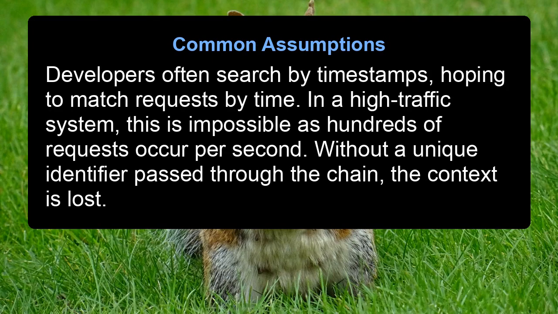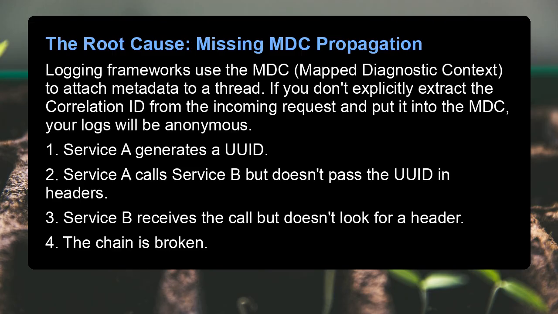Common assumptions. Developers often search by timestamps, hoping to match requests by time. In a high-traffic system, this is impossible as hundreds of requests occur per second. Without a unique identifier passed through the chain, the context is lost. The root cause, missing MDC propagation. Logging frameworks use the MDC, mapped diagnostic context, to attach metadata to a thread. If you do not explicitly extract the correlation ID from the incoming request and put it into the MDC, your logs will be anonymous.